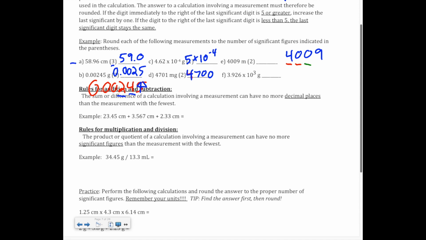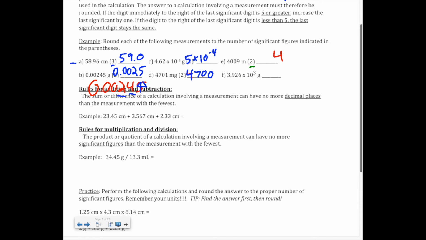Okay, which means it's a 0. It's going to round down or stay a 0. Okay, which means this one also needs to be a 0. Oh, okay. But wait a second. 4,000 does not have 2 sig figs. So here's the trick. Here's something you can do.